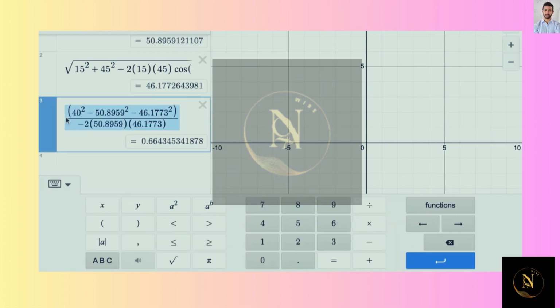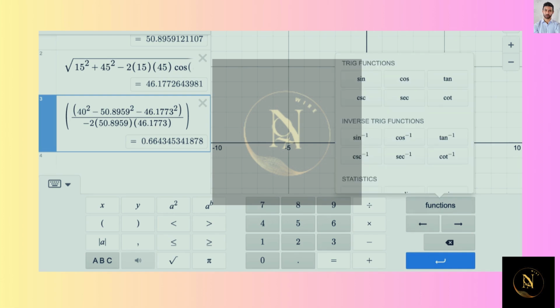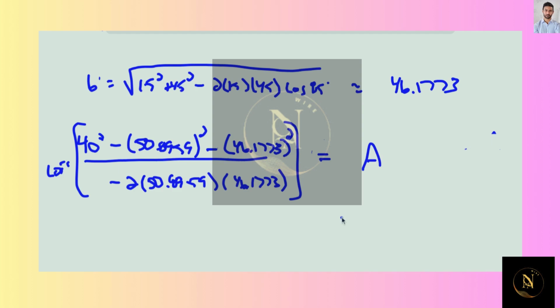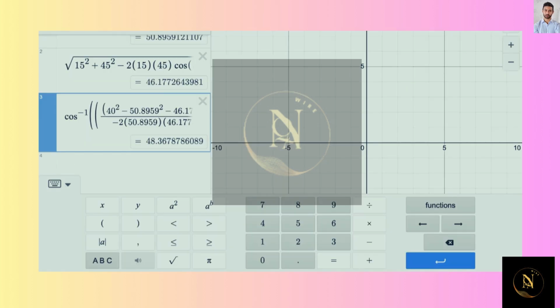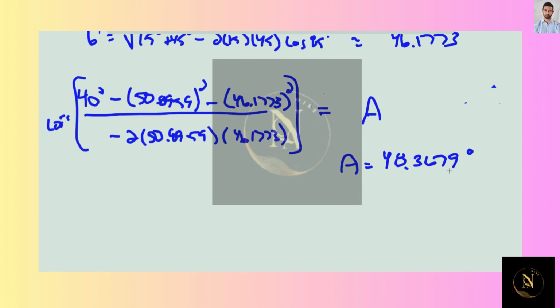So I can go to the very beginning, I believe, and take the inverse cosine of this. Which is 48.3679 degrees. And we can now calculate its area by 1/2 times the two sides.